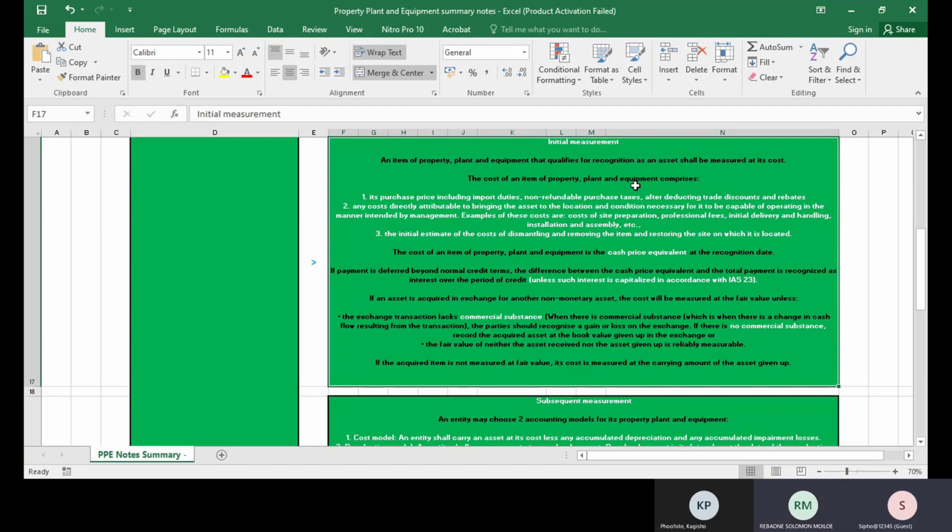How do you account for it? You debit an asset, then you credit the liability. Why I'm saying you credit liability, because it's the provision for landfill site, liability. So the debit leg, which is the cost, this is what they mean here. The initial estimate of the cost of dismantling and removing the item and restoring the site on which it is located. So they are saying those costs, you capitalize them as well.